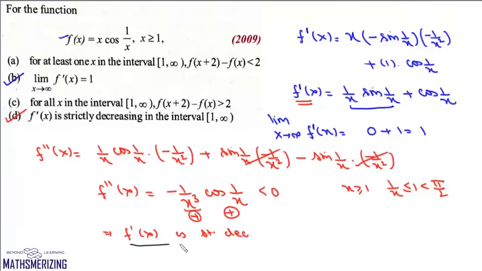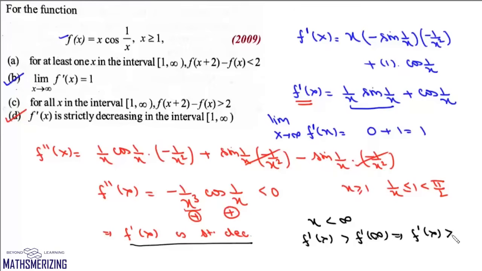Now when we know f dash x is strictly decreasing, then for any x which is less than infinite, f dash x will be greater than f dash infinite. Now f dash infinite is this limit x tends to infinite f dash x, which is 1. So from here we can say this f dash x is strictly greater than 1. So for any x, f dash x must be greater than 1.